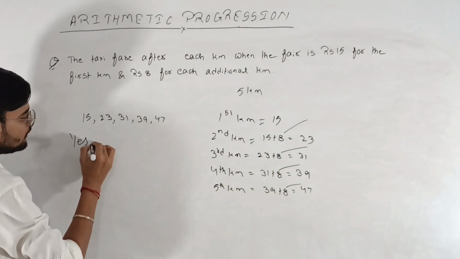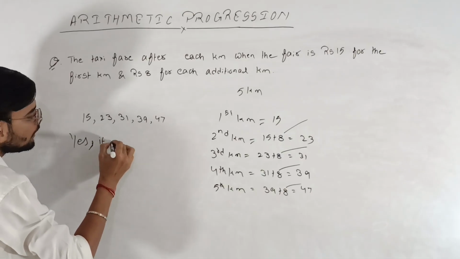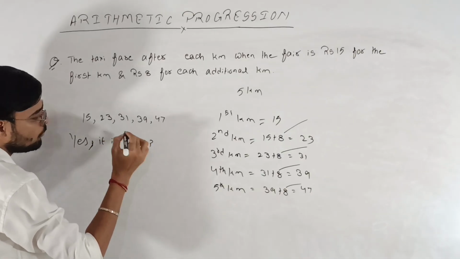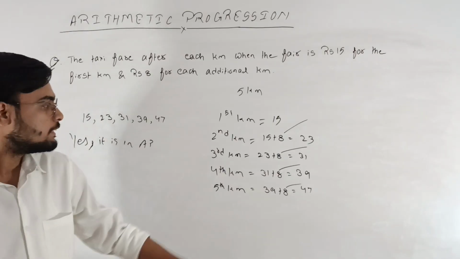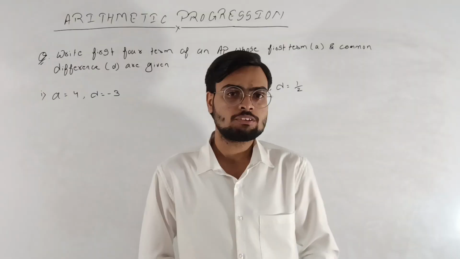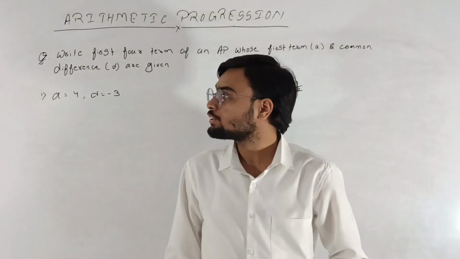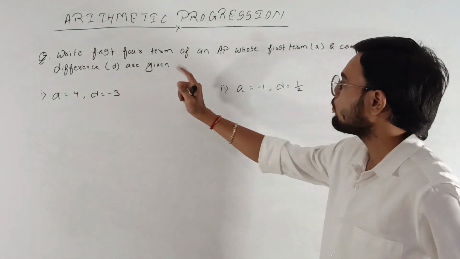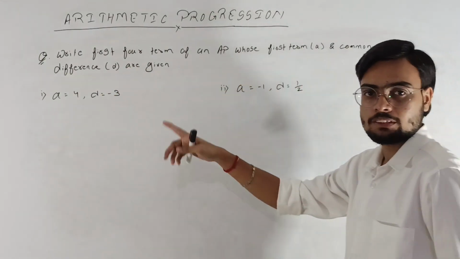So you write yes, it is in AP. Why? Because we add the same fixed number, that is 8. Understood? Now let's move towards our next question. The question is: write the first four terms of an AP whose first term and common difference are given.